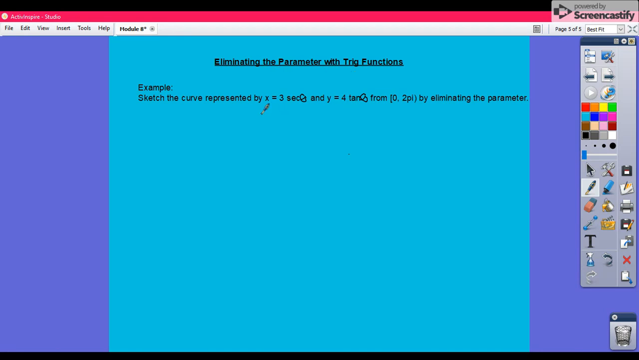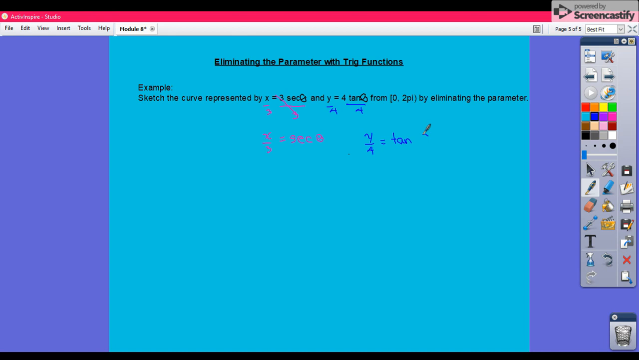However, when you're dealing with trig functions, what you want to do instead is to get the trig function by itself. So if you'll note here in this example, I'm going to eliminate the parameter by just finding the value of each trig function. And this works with any trig function, so don't think it has to just be secant and tangent like in the example. So here I'm going to just eliminate secant by getting 3 on the other side. So x over 3 equals secant theta. And for tangent, I'm going to divide both sides by 4, and that will give me y over 4 equals tangent theta.